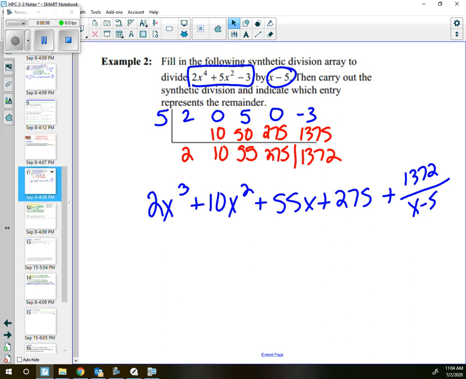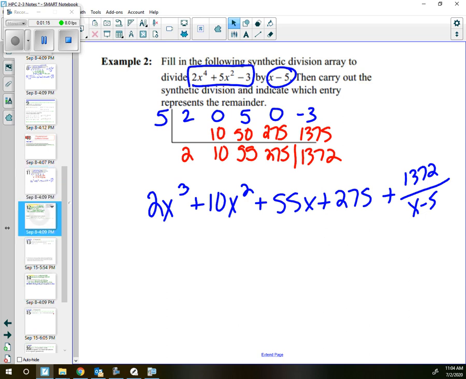So we did synthetic division. Remember, we put in placeholders for the terms that we didn't have any representation for, to make sure we had terms to subtract from. And we found that this one had a remainder of 1372, meaning it didn't divide evenly by x minus 5, but we could nonetheless still do the division.